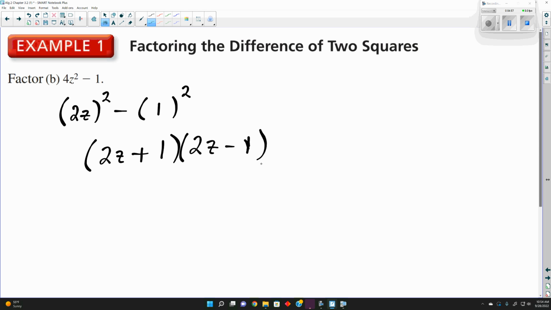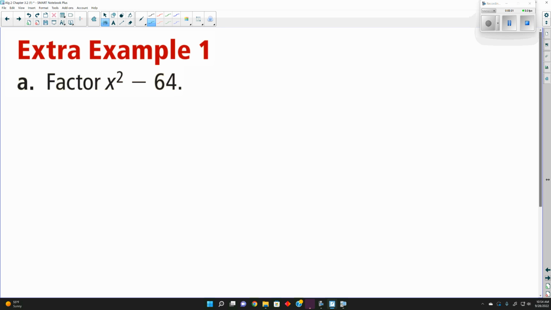Questions on this here? X squared minus 64. Well, x squared is a perfect square, yes? What's the perfect square of 64? 8. 8 times 8 is 64, yes? So how would this factor? We'd have x minus 8, and x plus 8.